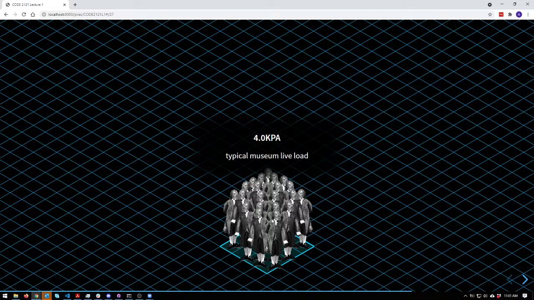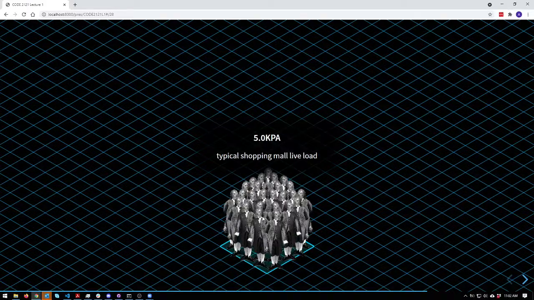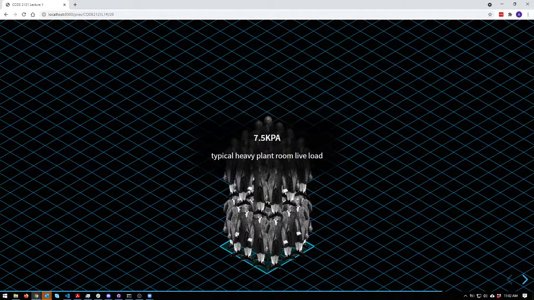And see, we're getting almost completely unreasonable social distancing factors now in that one square meter. A typical shopping mall, I think that's getting up to about 25 people all in 1 square meter. That's 5 kilopascals. And then a typical heavy plant room is, I think, about 43 people at 7.5 kilopascals.